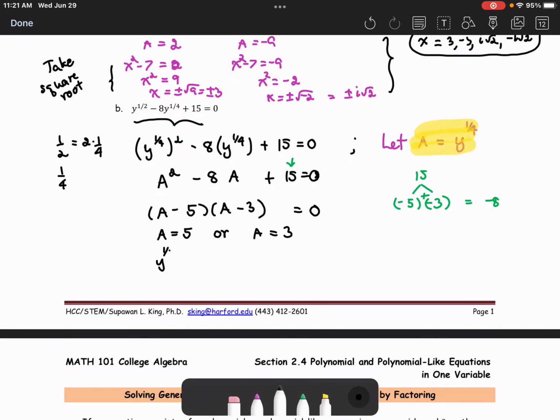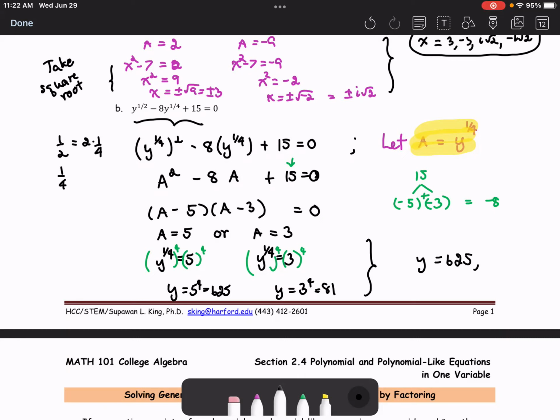So y to the power 1/4 equals 5 for the first one, and y to the power 1/4 equals 3 for the second one. To solve for y, we raise both sides to the power 4 to have y to the first power. We have y equals 5 to the fourth, which is 625, and the second solution, y equals 3 to the fourth, which is 81. Therefore, the solutions for this problem are y equals 625 and 81.